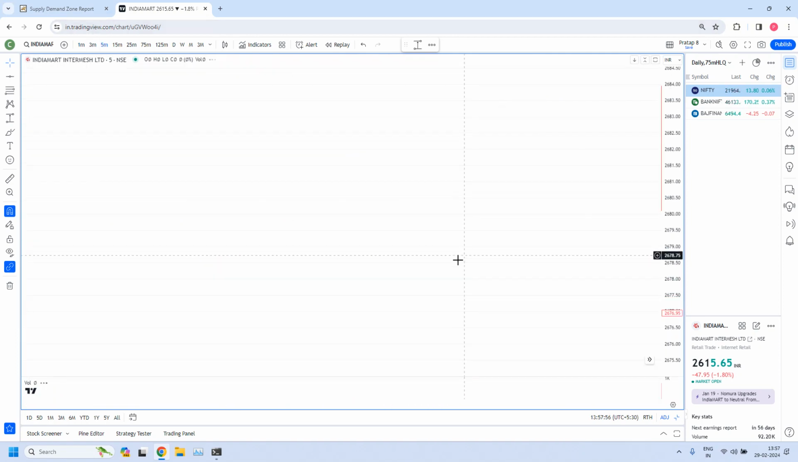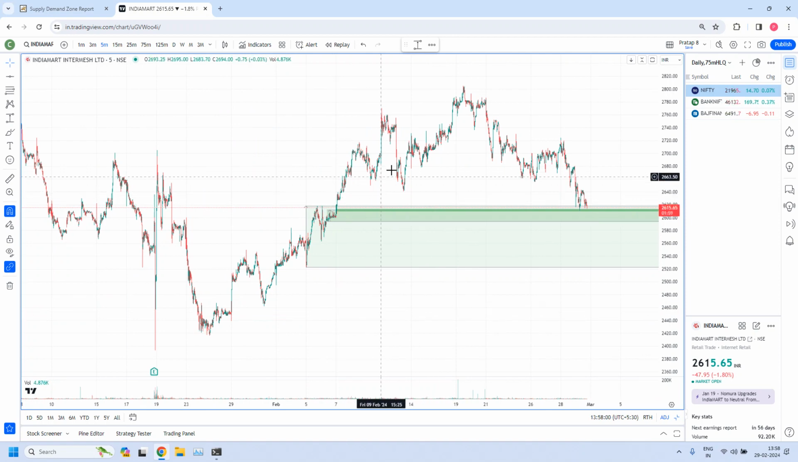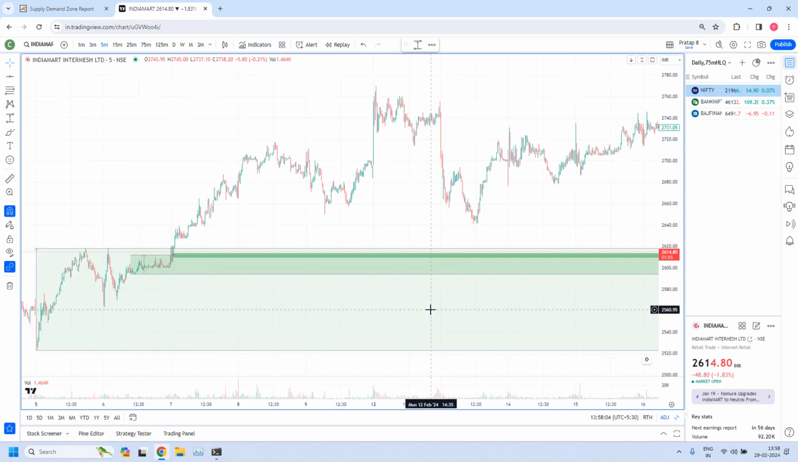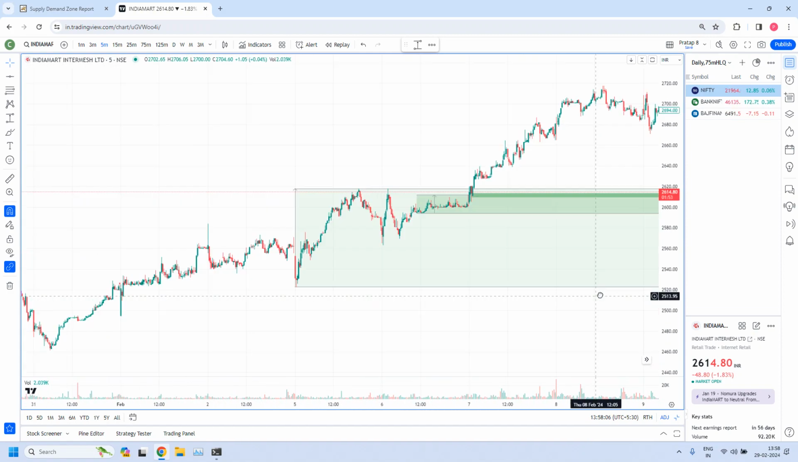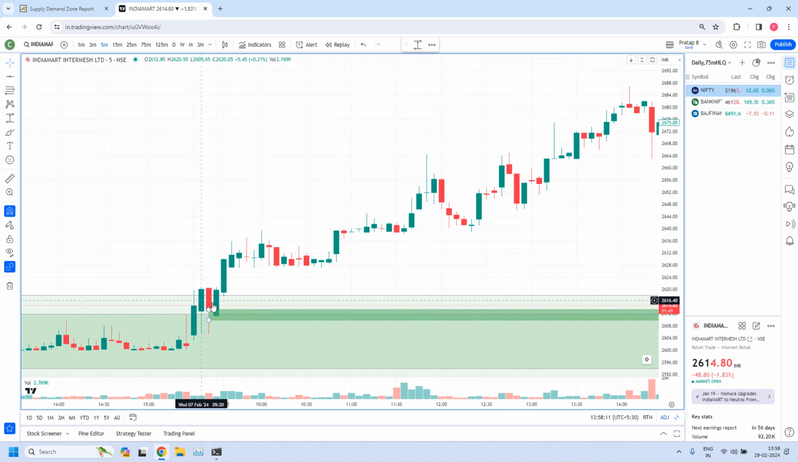So let's go to 5 minutes to see this entire move here. See, it started from here. This is a 1 minute area. I'm showing you on a 5 minute chart. Here prices started. This is the 5 minute area. For us, all these are leg candles. This is a leg candle, a rally candle. This is another leg candle. This is another leg candle.